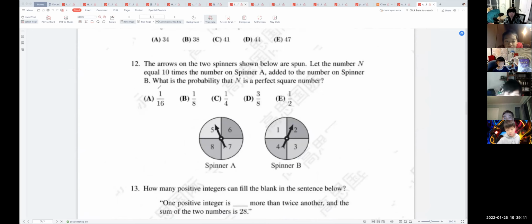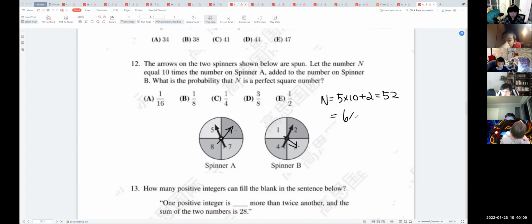So let's take a look at this one. The number n equals 10 times the number on spinner A, added to the number on spinner B, okay? So what does it mean? If I spin on the 5 on A, and spinner B on the 2, so this number n equals 5 times 10 plus 2 equals 52. Get it? If I spin 6 on A and 3 on B, the number is 6 times 10 plus 3 equals 63. Okay? So what is the probability that n is a perfect square number?